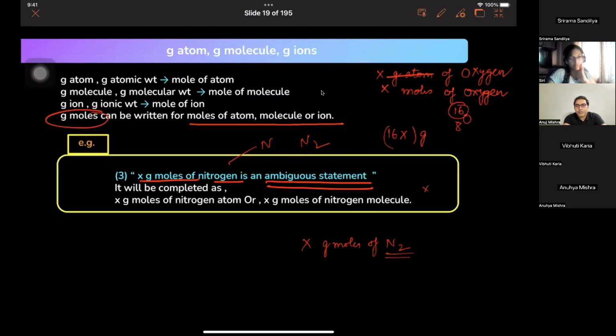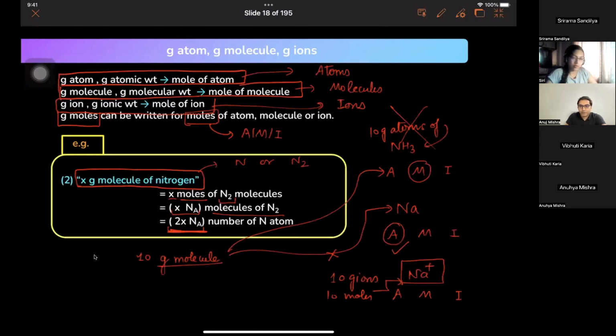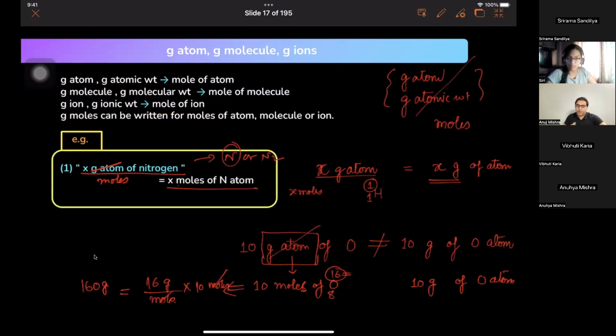Yeah. So next is Siri has a doubt. Yeah, Siri, you can ask. Sir, could you go back to the place where you mentioned how 10 grams of atom is not equal to 10 grams of O atom? Okay, this one. Here in this example, could you repeat it again? Sure. I'll explain this example.